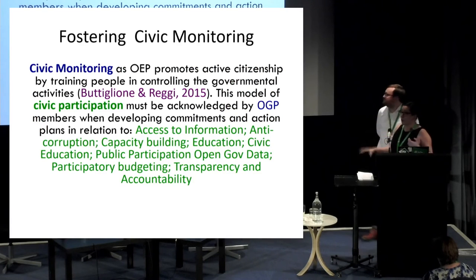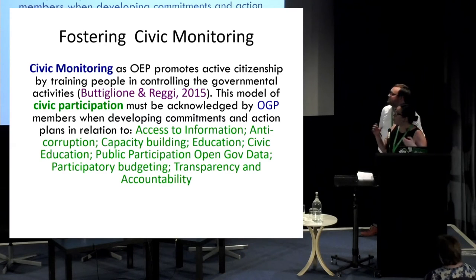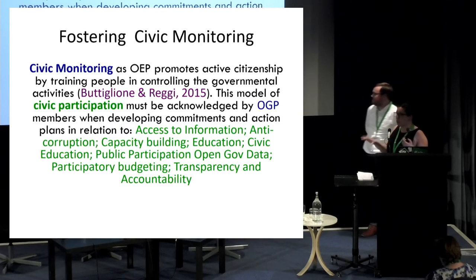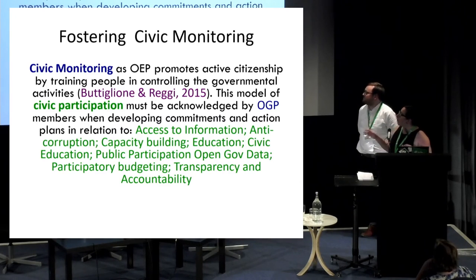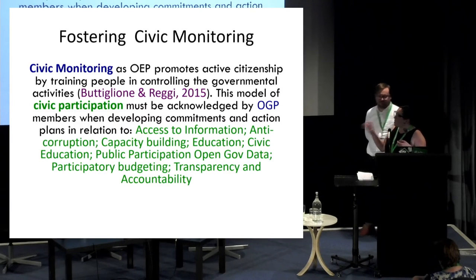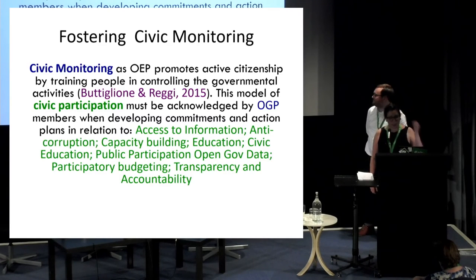So one of the ways to monitor the government activities, for example, budgeting and schools, is to work with civic monitoring approaches. This is quite well practiced in Italy, and actually Buttiglione and Reggi are presenting a protocol called civic monitoring on Monitor Italy that allows people, students, teachers, groups of people, us as a community of educators, to look into access to information, anti-corruption, capacity building, education, civic education, public participation, open governmental data, and transparency and accountability. We can look into where are the deficits, where are the issues in our government, in our regions, in our councils, and work that and bring those social problems to the classroom.